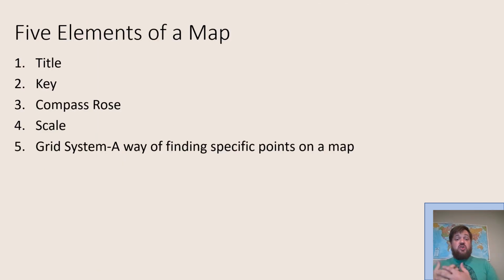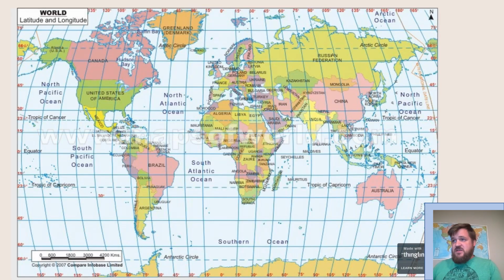Final element, a grid system. Now this one is actually going to take a whole other video to fully explain, but it's a way of finding specific points on a map. And what we use is latitude and longitude. We've got our latitude lines that run across the map, and the equator is a latitude line, 0 degrees latitude, and they increase in number going up and down from there. And then we have longitude lines that go up and down from the North and South Pole and change in number as well. So that grid allows us to pick a specific point on a map and know exactly where that's at.